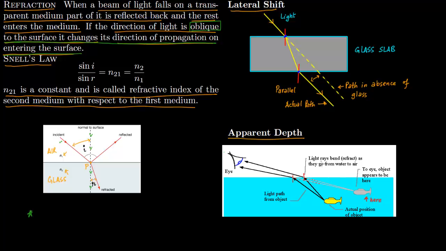The light rays bend as they go from water to air, because you have changed the medium. So the actual path of light is in black, but to the eye it appears the object is here, because the eye will always take the straight line as the path, whereas actually the light is just bending here.